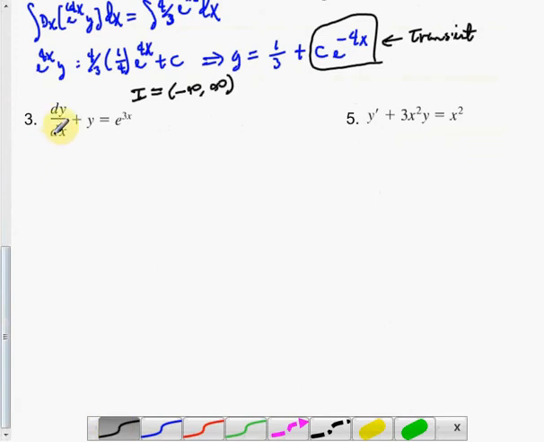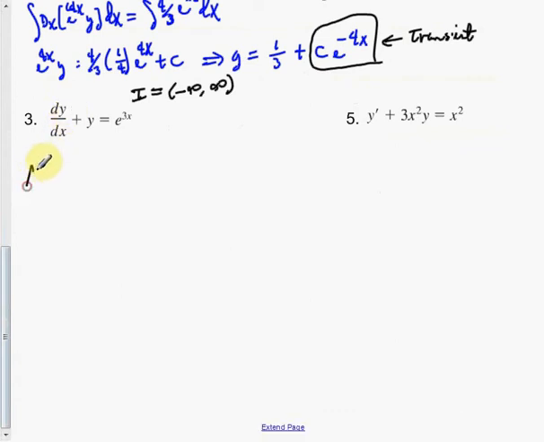So number 3 is already in the form for a linear equation. So mu is equal to e to the integral of p of x. What's p of x for this problem? 1. So it's just 1 dx. So mu is equal to e to the x.